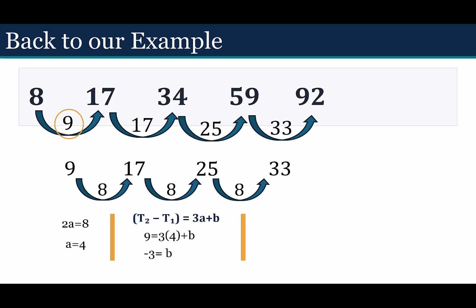Now we just need to find our last value of c. We're going to use the equation t1 equals a plus b plus c. We know a is 4, b is negative 3, and t1 is the first value in our sequence, which is a positive 8. Now we have 8 is 4 minus 3 plus c. 4 minus 3 is 1, which means if 8 equals 1 plus c, c has to be equal to 7.